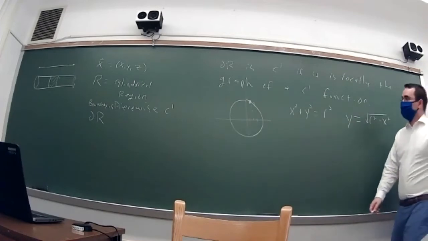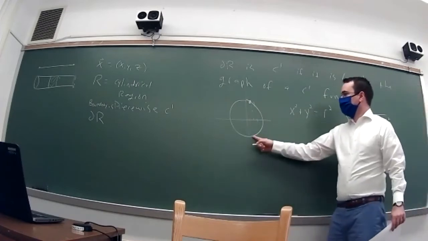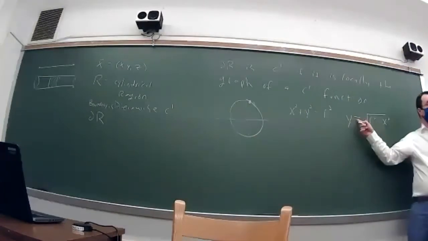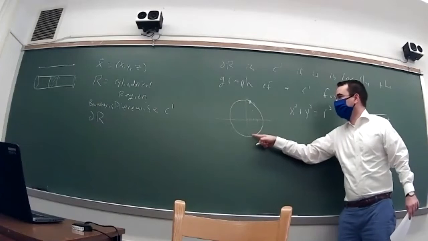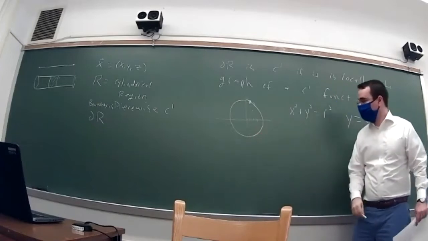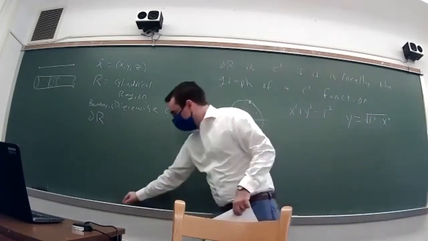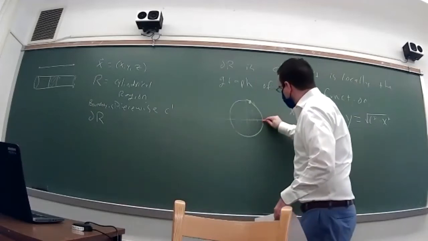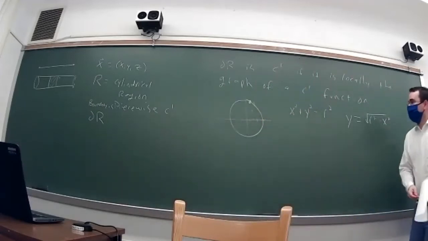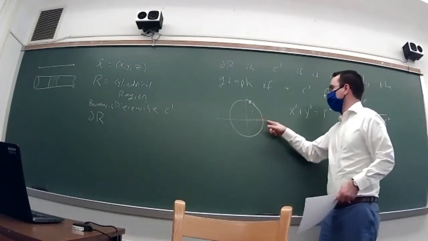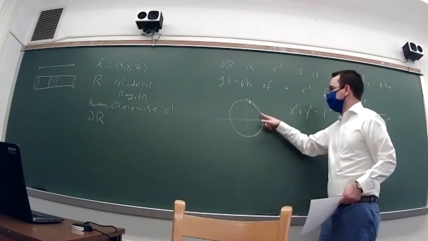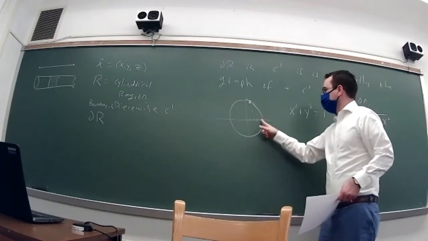And so if you picked a different point, a point down here, then you would need the negative of this to show that there's an interval around this point that's also the graph of the function. If you pick this point, then that's really not covered by either, because there's no interval around here to make this section the graph of a function.